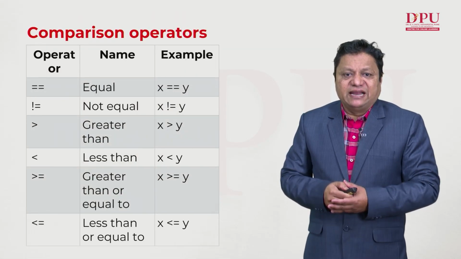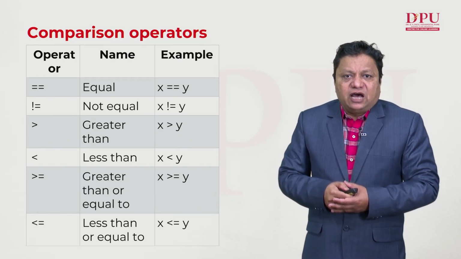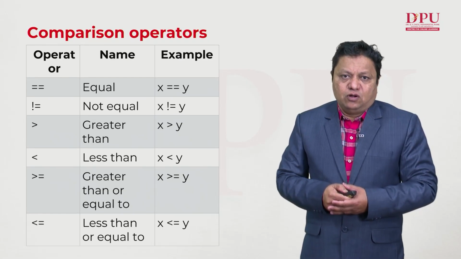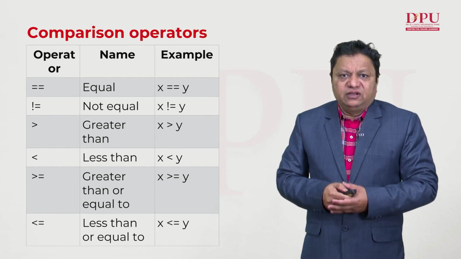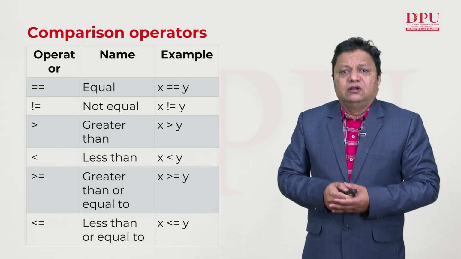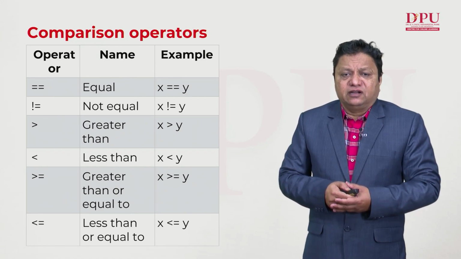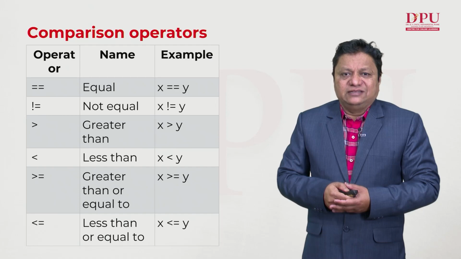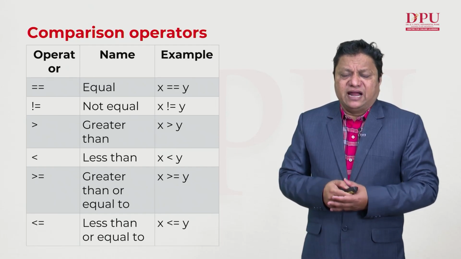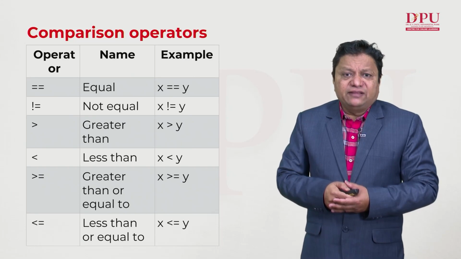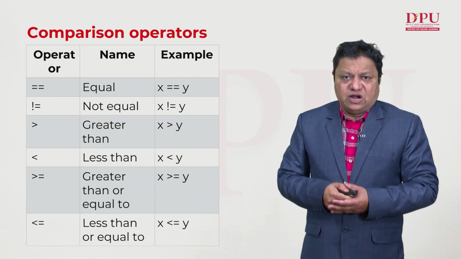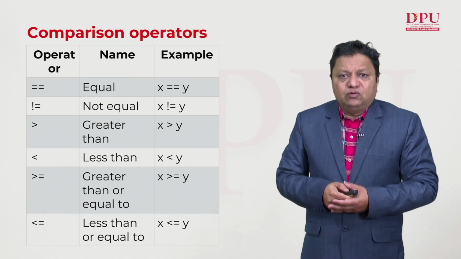Now let us look at the comparison operators. The comparison operators are used to compare two variables for equality, non-equality, greater than or less than. For example, the operator equal to is used to check whether two variables have the same value or not, that is x equals y. It returns a Boolean value, that is either true or false. So always remember that the output of comparison operators is always a Boolean value, either true or false.